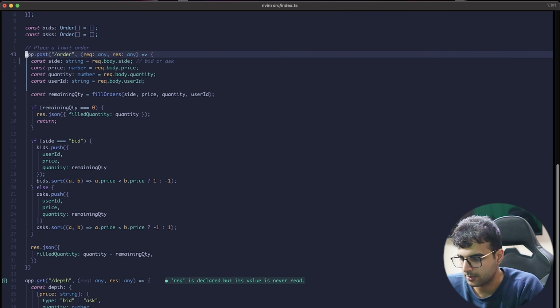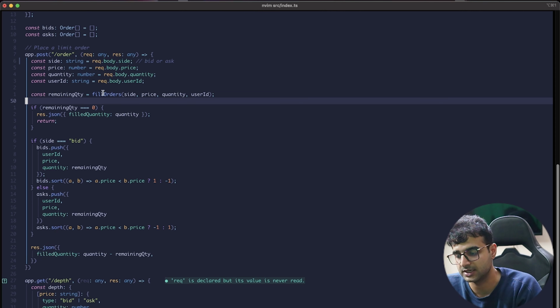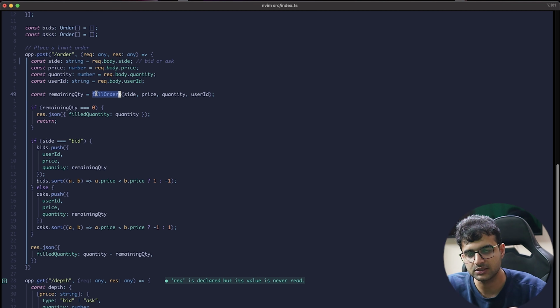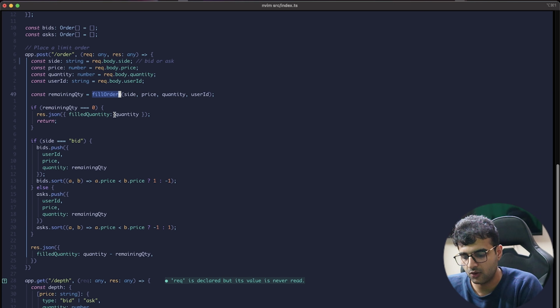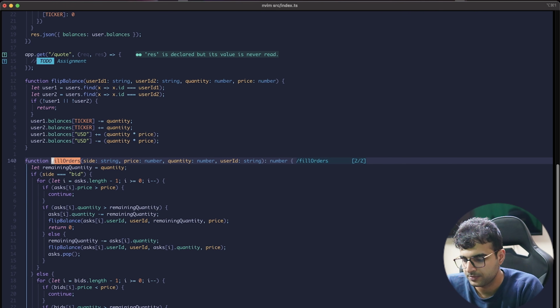Now let's look at the main function. If you looked at the order endpoint, I had a function there called fillOrders, which basically, before we put anything on the order book, checks whether an order can be matched, and if so, we should match it. Only if there is a remaining quantity should that quantity be put on the order book. The question is, how do you fill orders? What is the logic that actually matches an incoming order with an existing order on the order book? So let's look at the fillOrders function.